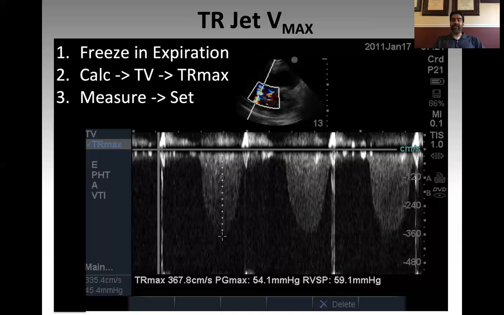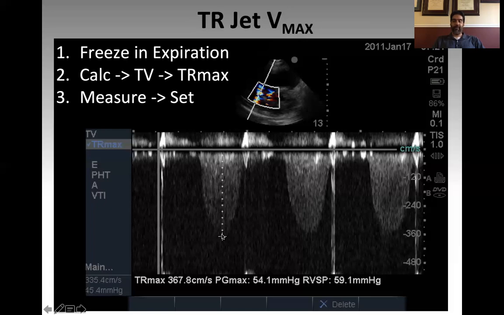So remember, this is the shape of the waveform you're going for. Oftentimes, because of the direction of the TR jet, you won't be able to get this. But if it's not this shape, your measurement is going to be an underestimate. So just remember that. Again, parabolic shape is what you're going for, and you want to measure the peak velocity here.